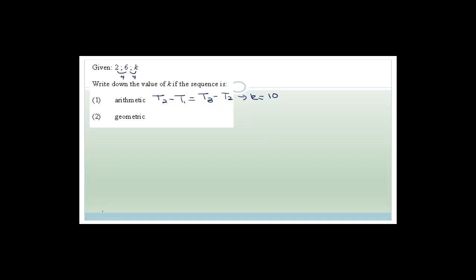Whereas if it was geometric, we'd have 2, 6, k, where k divided by 6 is equal to 6 divided by 2. But 6 divided by 2 is just 3. So what's k going to equal? k is going to equal 6 times 3, which is 18. So therefore, the correct answer here is 18.